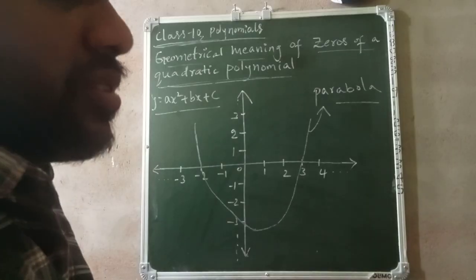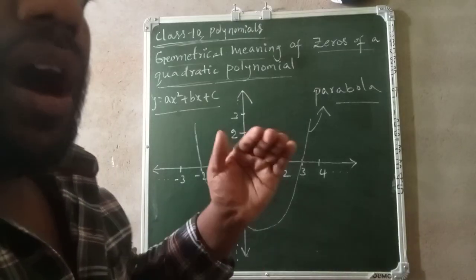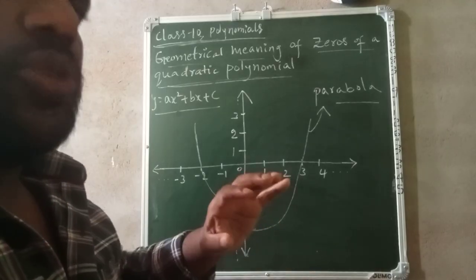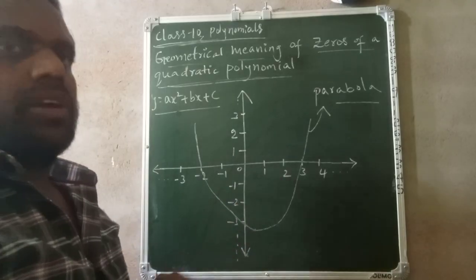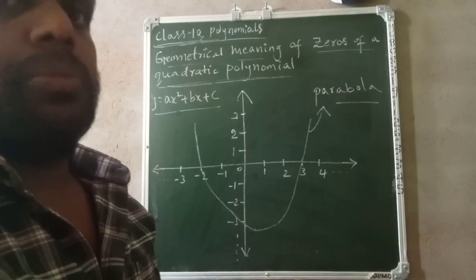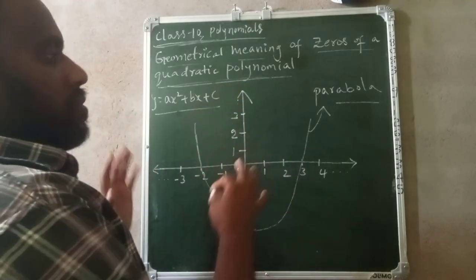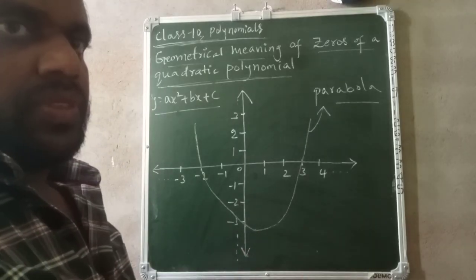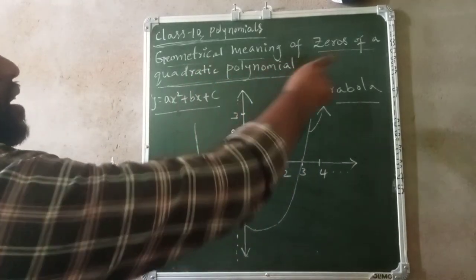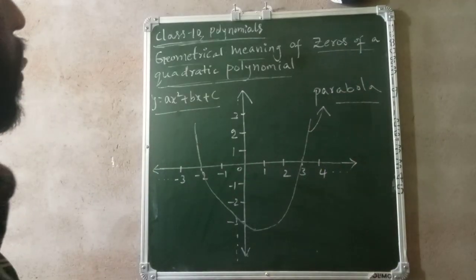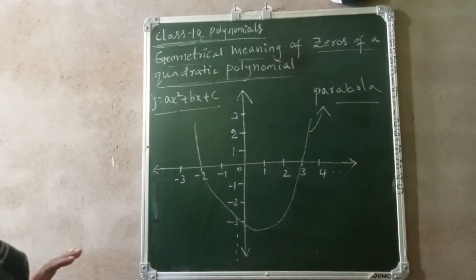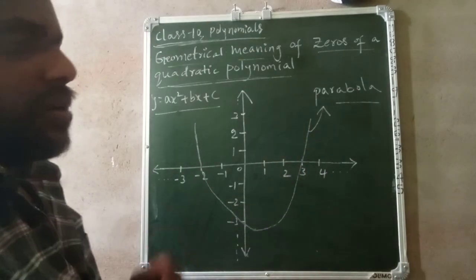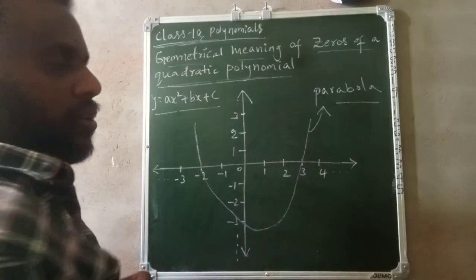Geometrical meaning means graphically, on the graph, what is the meaning of zeros. Geometrical meaning of zeros means graphical meaning. I mean, from the graph, what is the meaning of zeros. Okay, that is a headline, geometrical meaning of zeros. Now remember this, I have taken a random example. I just roughly drew the curve.